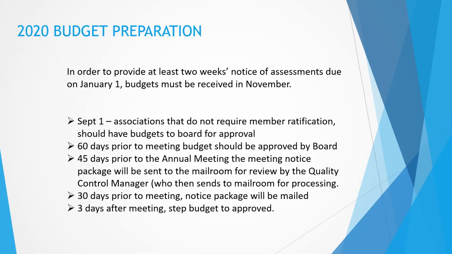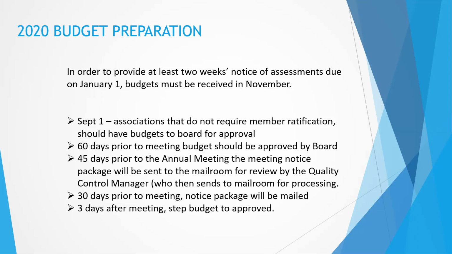So let's take a look at our ideal time frame for budget submission. By September 1st, it's a good goal for any of those associations that do not require ratification by the membership to have those budgets to the board for their consideration and approval. 60 days prior to a meeting where the budget's going to be considered, that budget does need to be approved by the board. And 45 days prior to that meeting, you can send your meeting package to the mailroom, which will go to the quality control manager, who will then send it to the mailroom for processing.